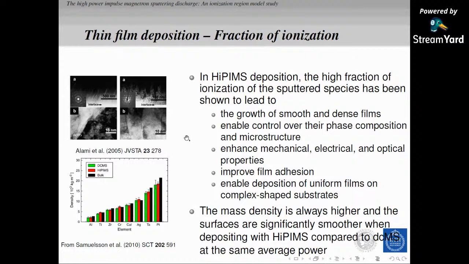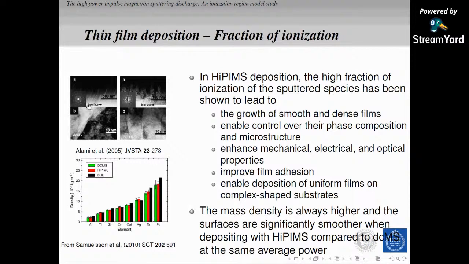If we have a high fraction of ionization of the sputtered species, we are able to grow smoother and denser films. We can control the phase composition and the microstructure by applying bias to the substrate. And this means we can really enhance the mechanical, electrical, or optical properties of the films. We can also improve film adhesion. So it is highly beneficial to be able to ionize the sputtered species. We can also deposit high quality films on complex shaped substrate.